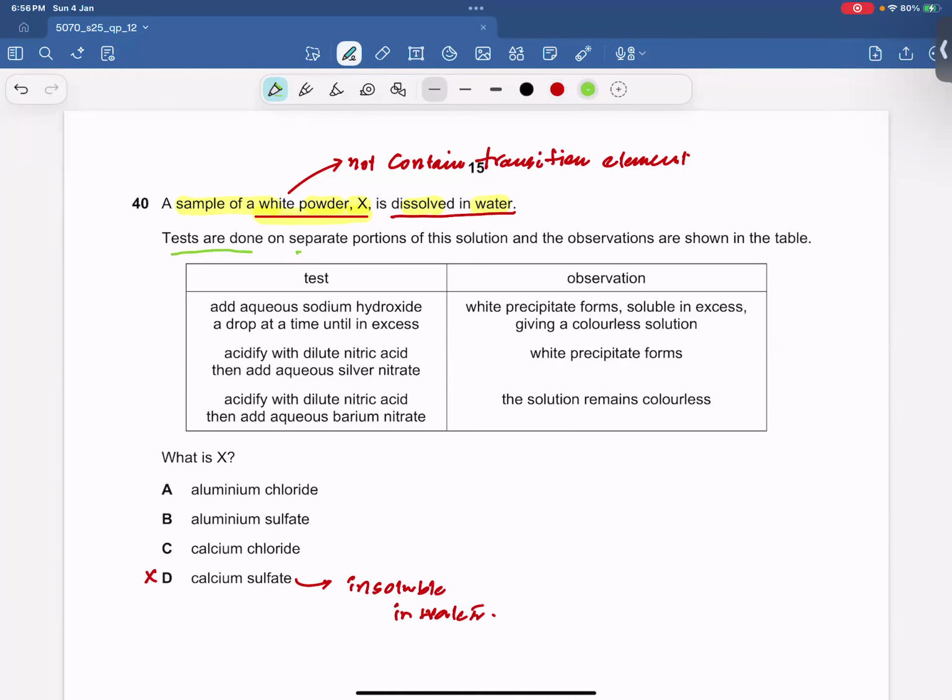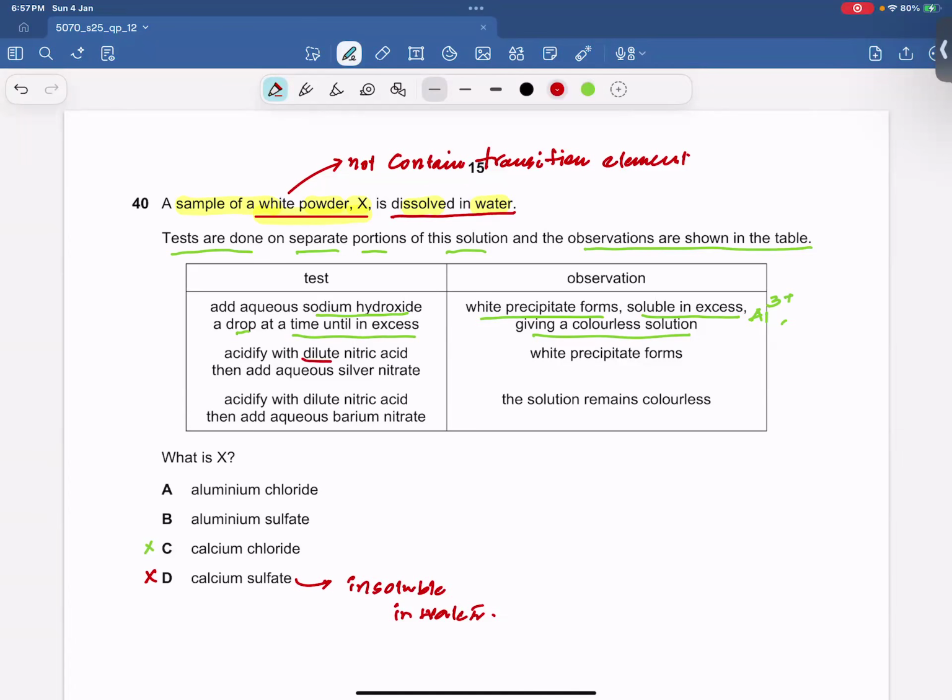Tests are done on separate portions of the solution and the observations are shown in the table. When we add aqueous sodium hydroxide a drop at a time until it is in excess, a white precipitate forms, soluble in excess, giving a colorless solution. So we have two different options, calcium and aluminum. This could be aluminum ion, and calcium hydroxide is insoluble in excess, it doesn't form a colorless solution, which is why this statement is also incorrect.